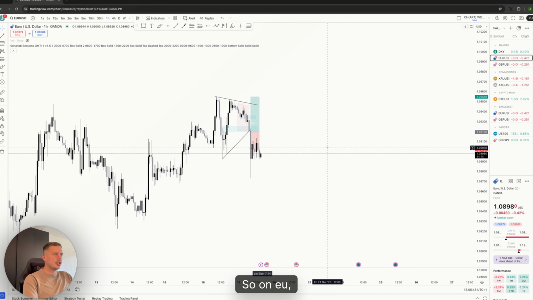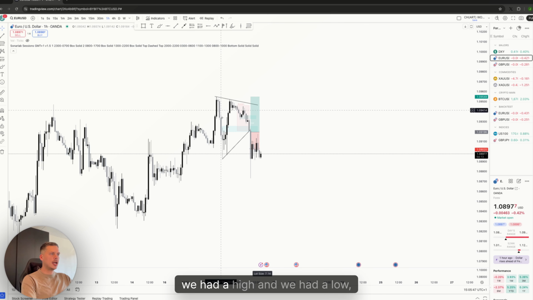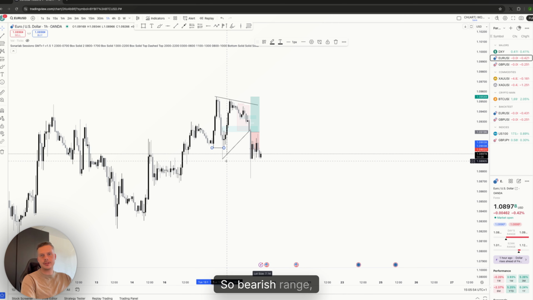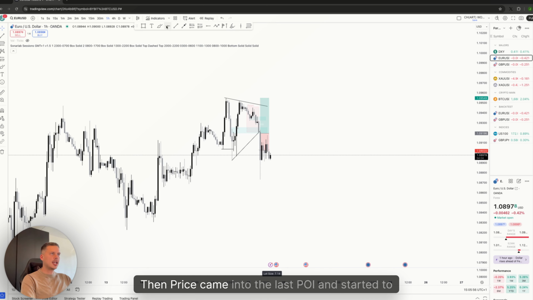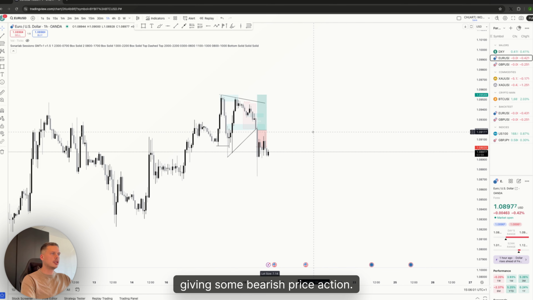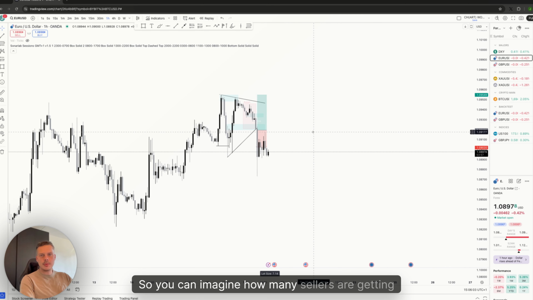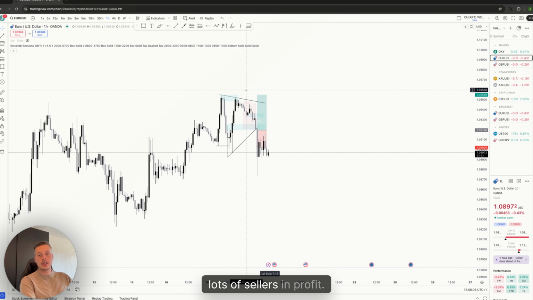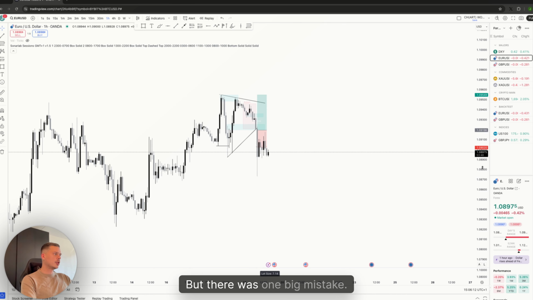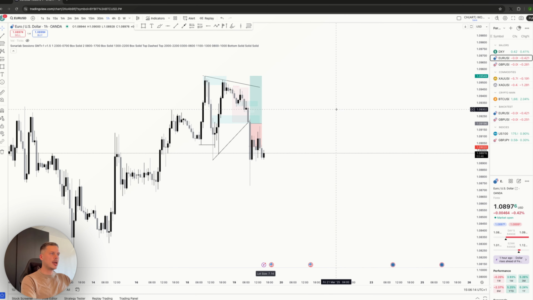So on EU, we had a bearish range, we had a high and we had a low, and we had a bearish break of structure over here, right? Bearish break of structure, so bearish range, quite easy. Then price came into the last POI and started to push down, giving some bearish price action. So you can imagine how many sellers are getting heavily induced into the market, loads of sellers in profit, and what I usually do is I counter trade them. But there was one big mistake. But I will come to that later, right?